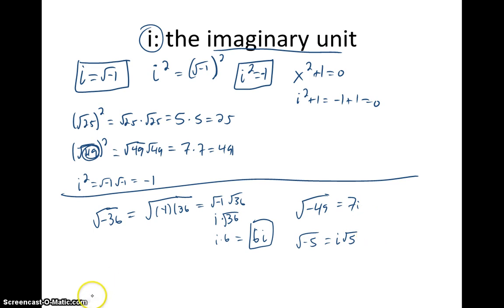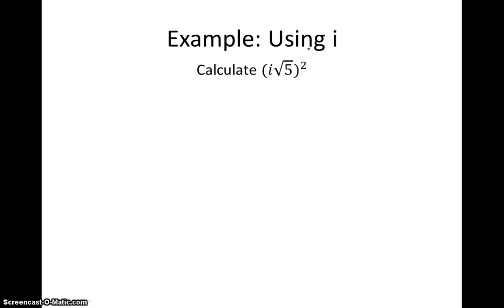All right, let's take a look at an example using i. So if we're looking at something like i root 5, that's the last number we had in the example actually, and we're going to want to square it. Well, that's just i root 5 times i root 5. Now, because multiplication is commutative, that means we can rearrange the order however we want. We could write this as i times i times root 5 times root 5.